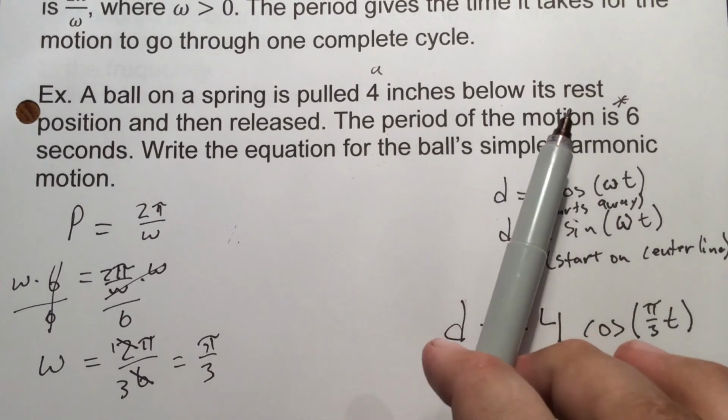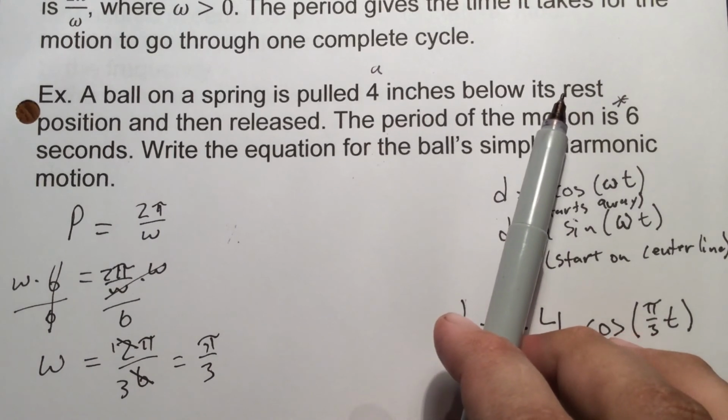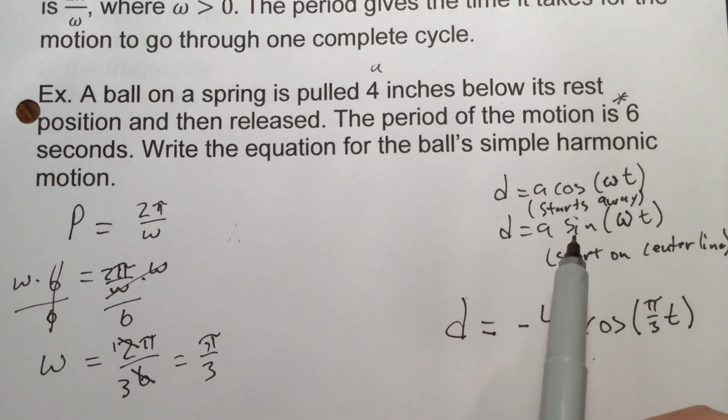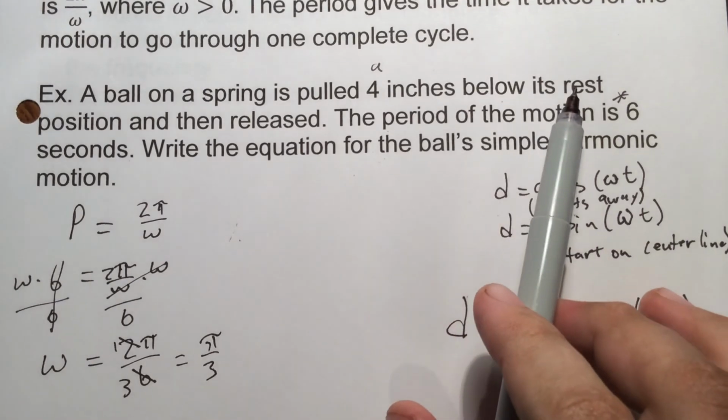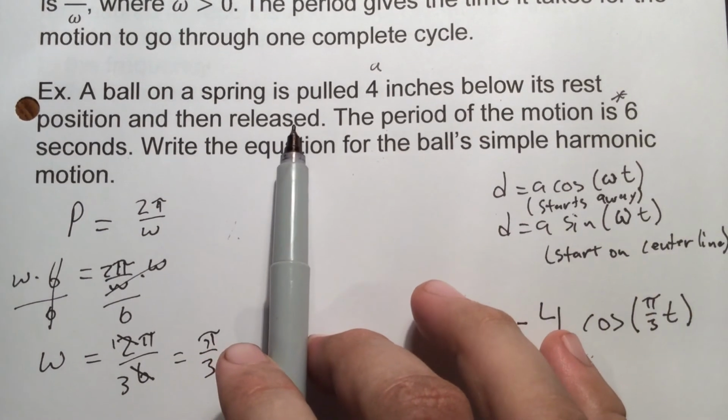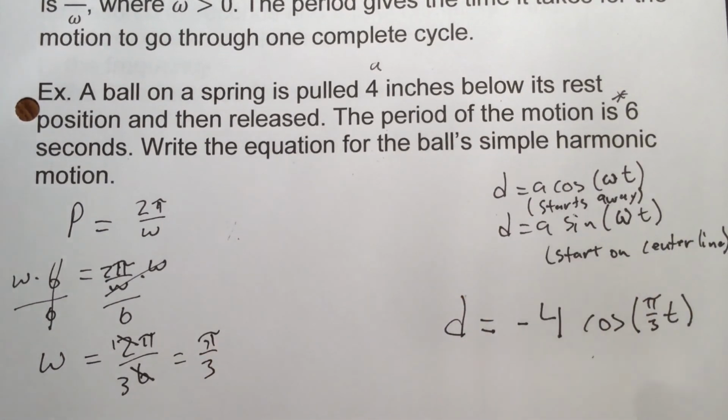So if it says it's starting at rest, then you're going to use sine. But if it's going to be away from rest, if we're pulling it away, then we want to use cosine. That's going to be the difference between those two formulas.